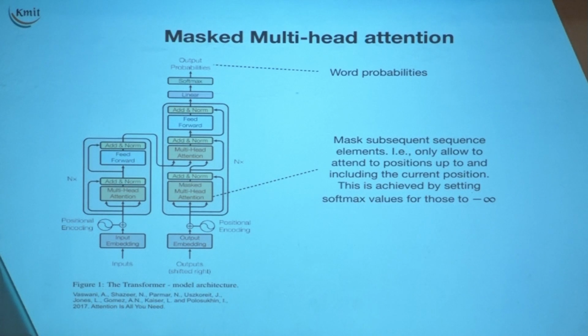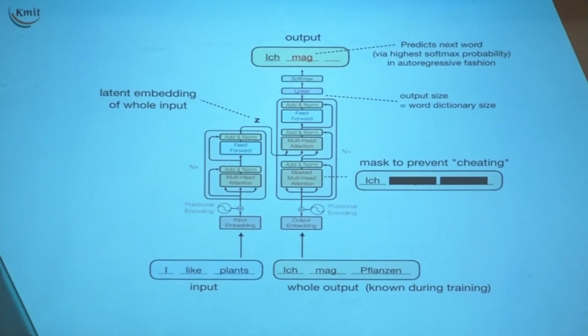Now let's look into the most important block in the decoder, which is masked multi-head attention. Now look at this. What is the input sentence that I have taken here? What is the source sentence? I like plants. I want to convert it into some language, let's say German. So it says Ich mag Pflanzen, which is the translation of I like plants.